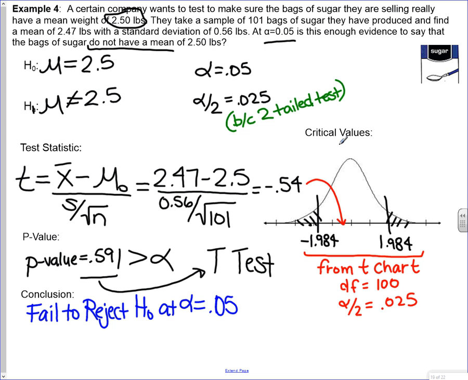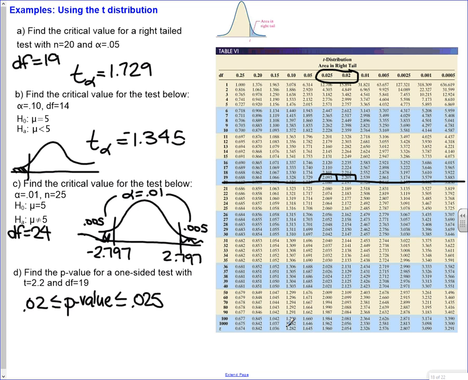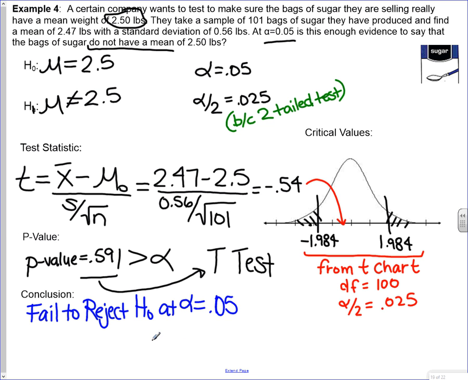Now if we're doing the critical value way, we would go back and find degrees of freedom of 100 and 0.025. So we're at 100 and 0.025 right here, 1.984. Because we're at 100, we're getting pretty close to the z, right, of 1.96. So 1.984. So since we're doing a two-tailed, we're going to have the positive and the negative. So if a value falls in here or here, then we're going to reject.